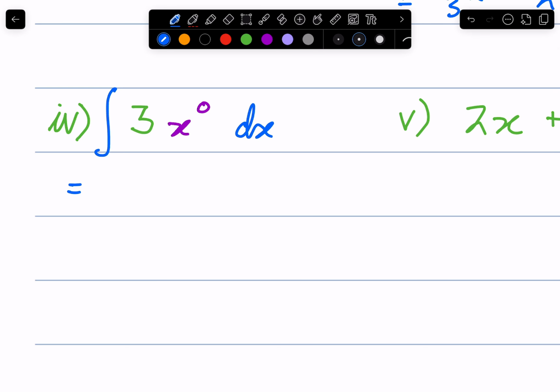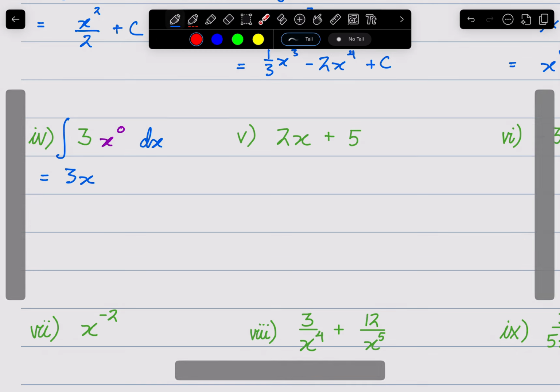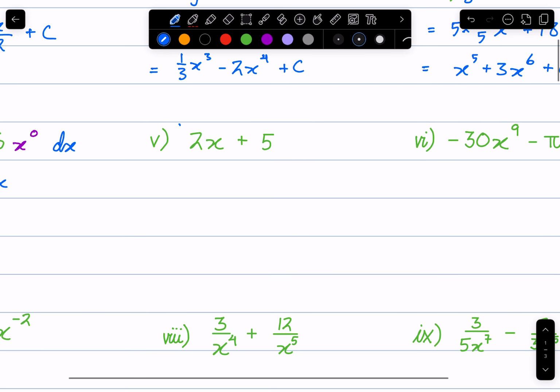So if we increase this to the power of 1, that becomes x to the power of 1. Dividing by the new power is dividing by 1, so nothing happens. But that 3 was still here in the front. So it'll be 3 times x to the power of 1, which you can simply just write as 3x. So a simple way to think of this is if you have constant terms, like 3, the variable just appears next to it. So here's another example.